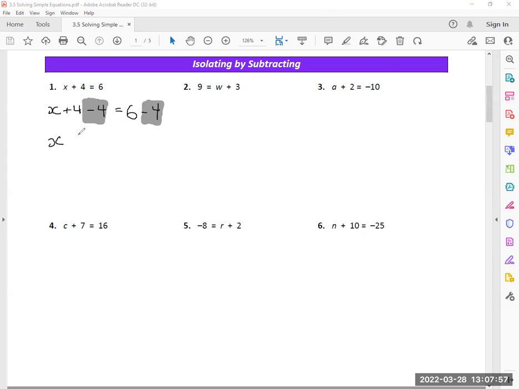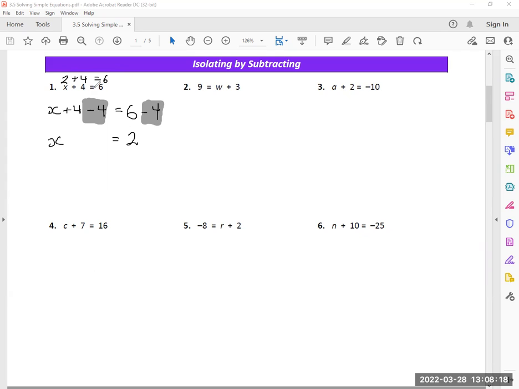All right, on the left side, +4 minus 4, it equals a 0. So I'm not going to write it. Why bother wasting my time writing +0? 6 minus 4, that's a 2. Ta-da! We got it. Now, I know you're saying, well, of course it's a 2, because something plus a 4 equals a 6. It's got to be a 2.